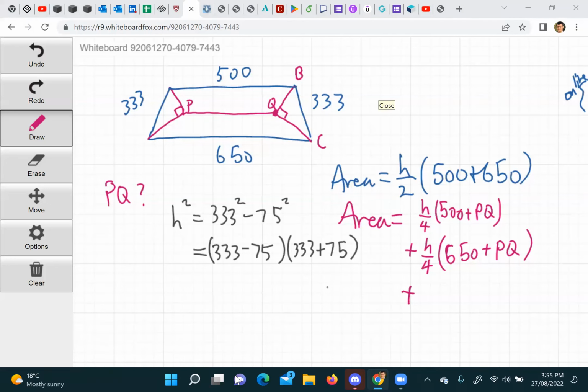Exterior angle sum is like 360 for basically all polygons. You know, like in a triangle, the exterior angle is equal to the opposite interior angles.